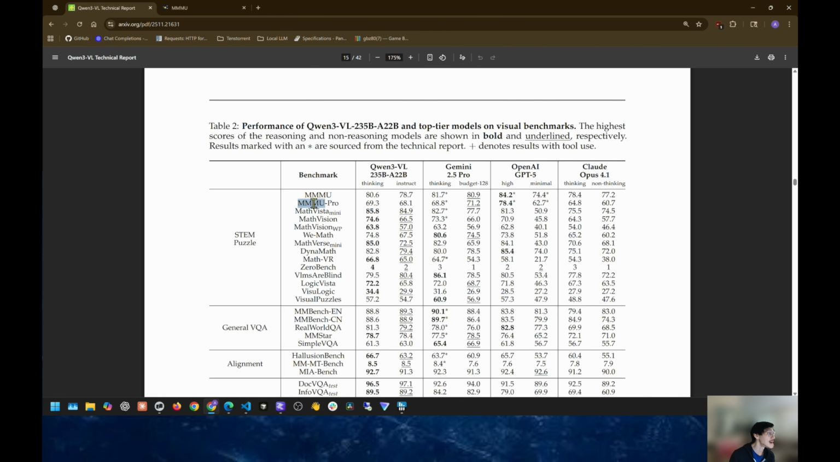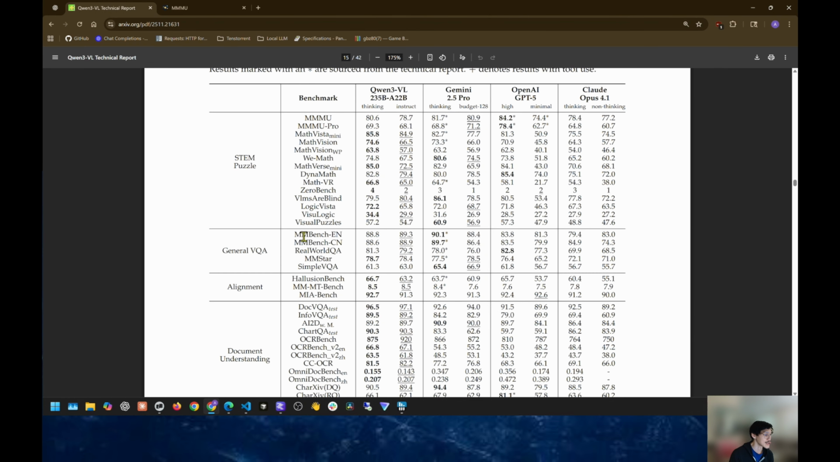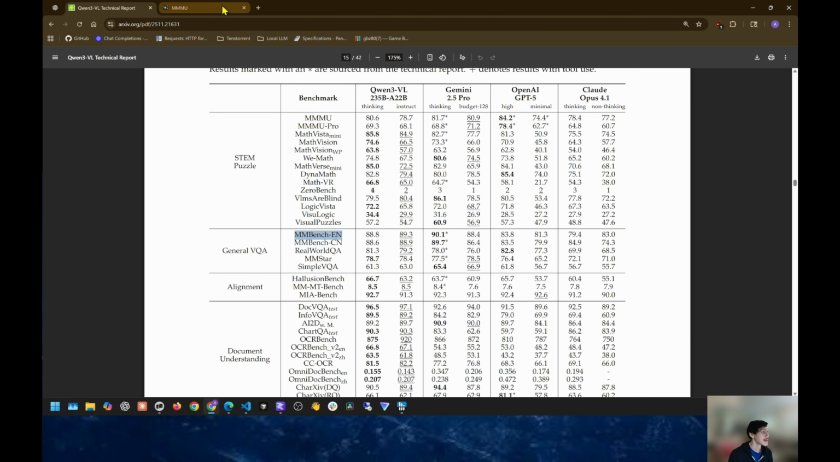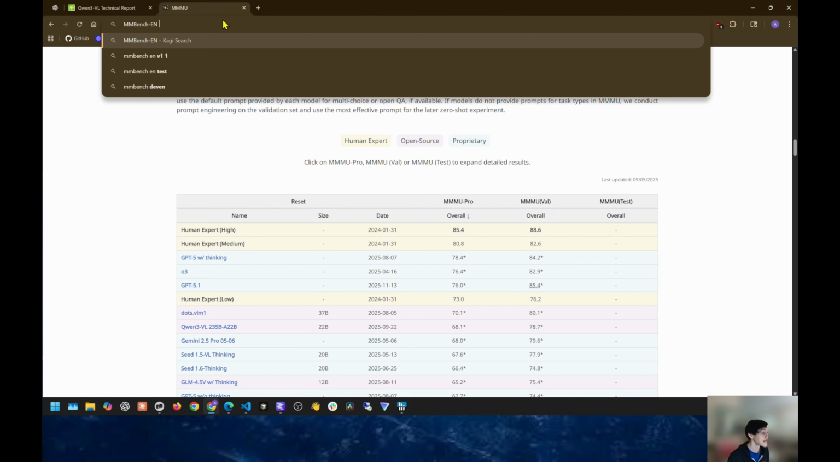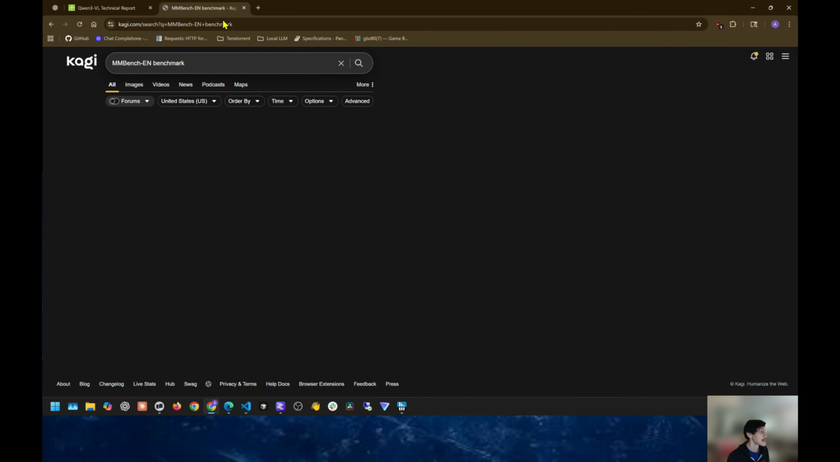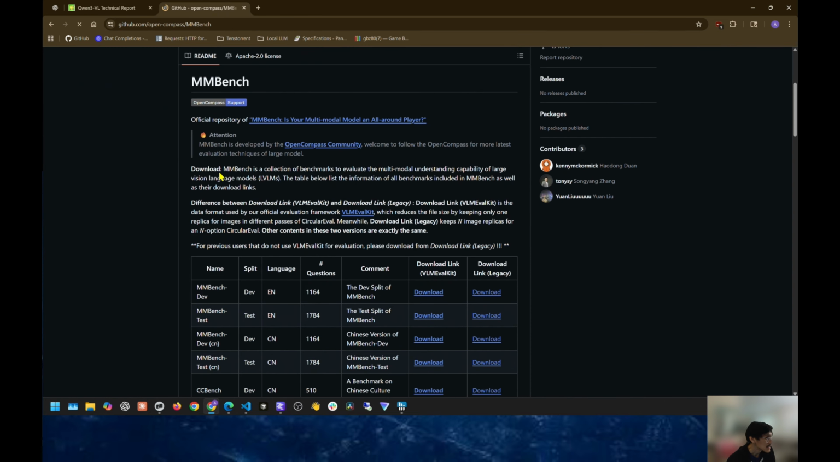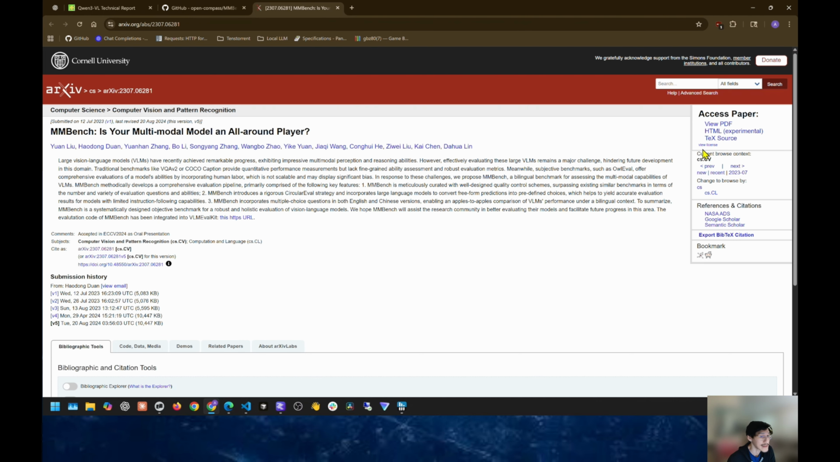And then what do we have? Another one, I guess, is general VQA. Let's see what that has. Bench, EN benchmark. So this one is based off of a paper, I guess.